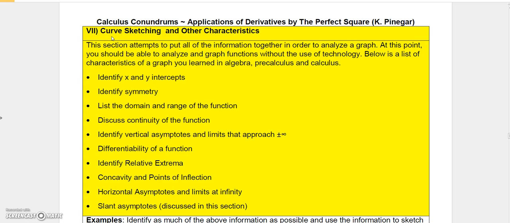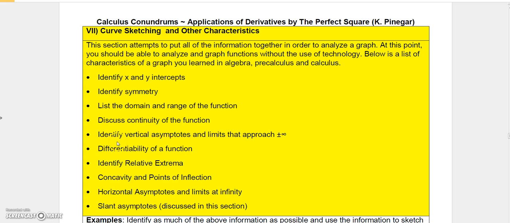In this video, or actually I should say videos because it'll probably take more than one, we're going to talk about putting everything together that we've discussed so far in this session. So we're going to learn how to sketch curves, and we'll learn other characteristics about curves that involve us utilizing algebra and calculus. So you already know how to find x and y intercepts and identify symmetry. You know about domain and range and continuity.